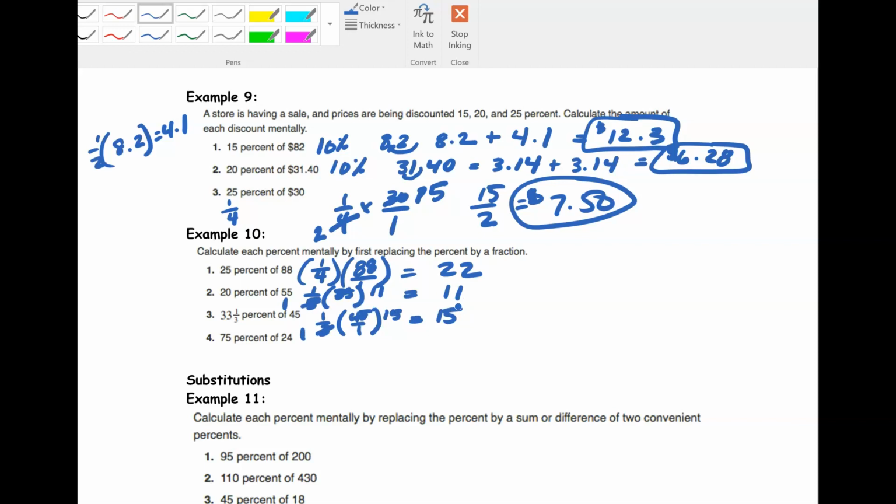And then 75% is 3/4. Now, when I do this one in my head, I actually don't do the 3/4 part. I think to myself, well, 24 divided by 4 is 6. And then if I want 3 of those, 6 plus 6 plus 6, then I end up getting 18. That is simpler than visualizing this fraction in my head. But you can cross cancel and end up getting 3 times 6 is 18.